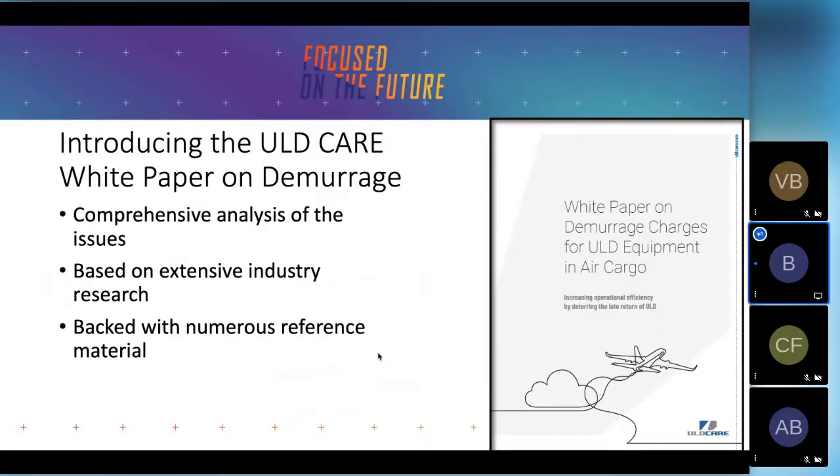So just wrapping up here, I'd like to conclude by giving you a quick preview of the ULD Care white paper on demurrage, which I can assure you has taken a great deal of work. It's 23 pages long with a similar length appendix. It really is a comprehensive analysis of the issues. We have been through this left, right, up and down, and it really does dig deep. It's also based on extensive industry research. This is not just something that Bob and Urs cooked up one afternoon. It's based on extensive research that we've done, and it's backed with a lot of reference material. Again, there's substance to this. I think it will be very, very challenging for anybody to question the logic behind our approach.